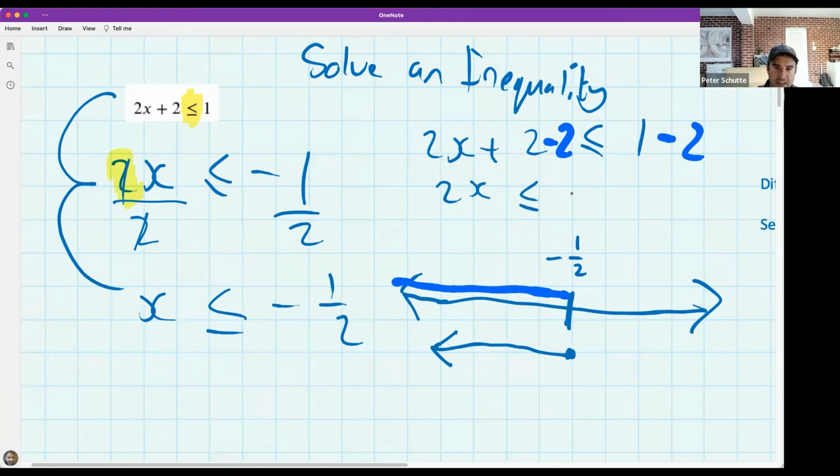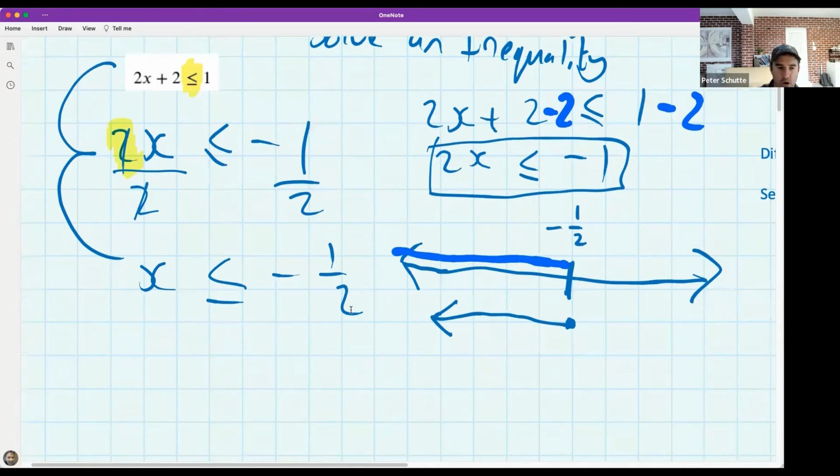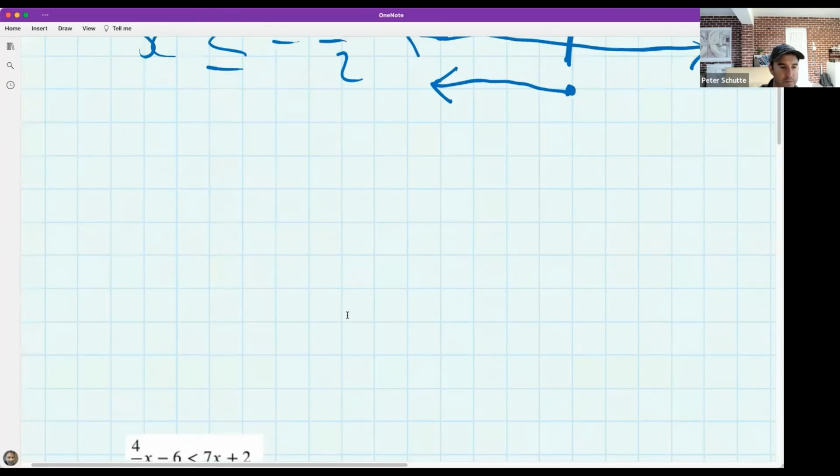Perfect. So basically, I did that step first. I took away 2 from both sides, and that's how I got to this step here. And then I divided by 2 on both sides. That was my step. Okay, so I was using some of the knowledge from earlier in the course.